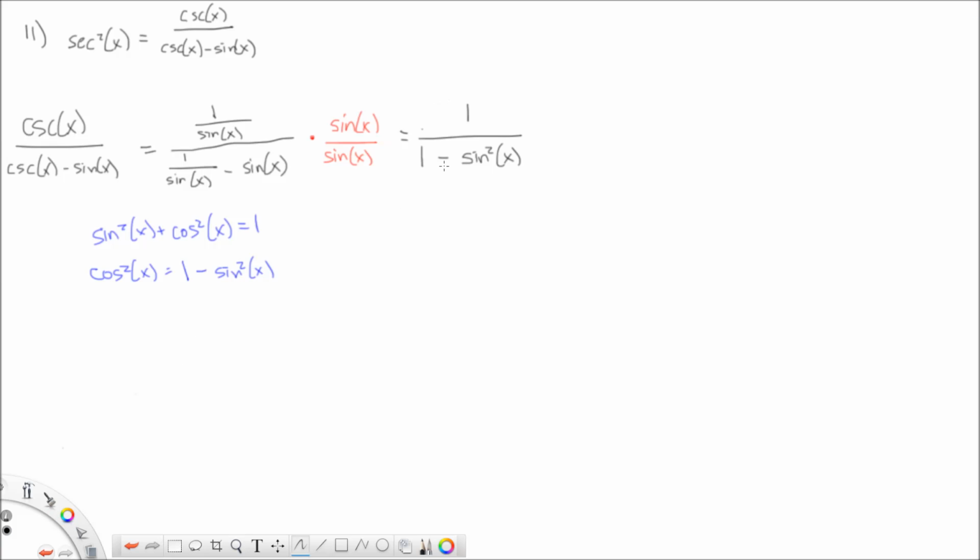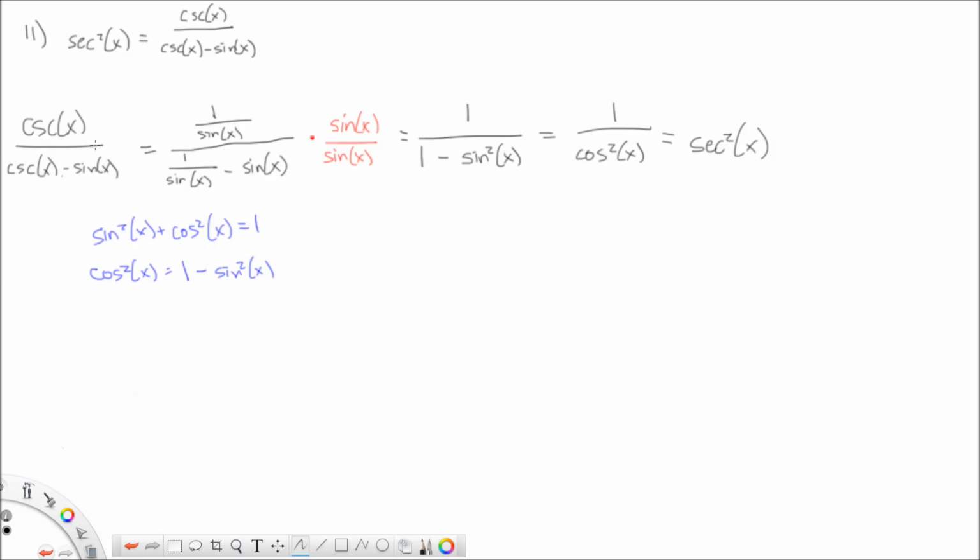And now if we look back at our equality here, we have 1 over 1 minus sine squared, and we know 1 minus sine squared is exactly equal to cosine squared. So this is 1 over cosine squared. And the last thing, we want to get the secant squared. Well, secant is the same thing as 1 over cosine, so that's one of our reciprocal identities. So 1 over cosine squared is the same thing as secant squared of x.